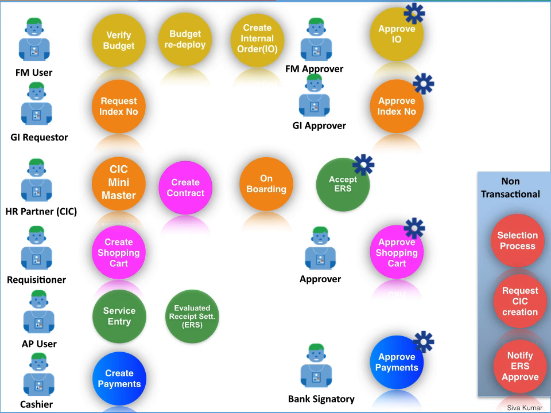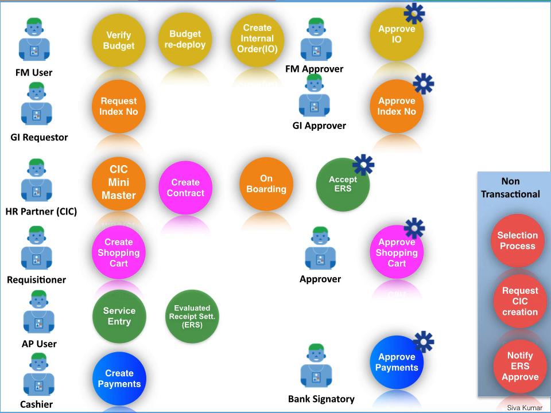You have more than 10 enterprise roles; 10 is the minimum required to satisfy this process. And each and every enterprise role, users with those enterprise roles, will be performing that particular activity in the system. And there are some non-transactional activities, like a selection process, or requesting something to be created, or notifying somebody to approve something, which are also available, but they are not actually related to an enterprise role.